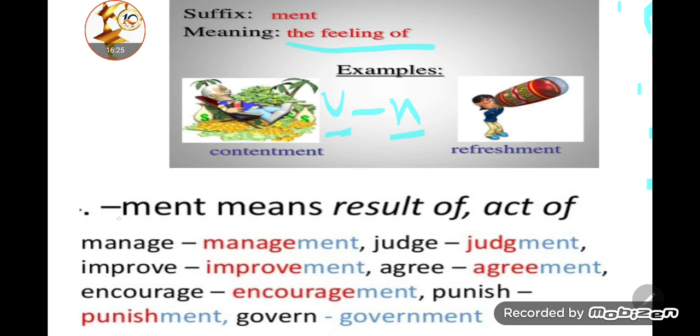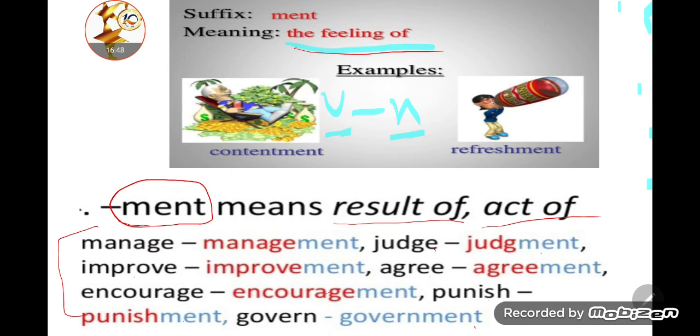It's a big mess. Okay, so we have ment, as I told you, the result of or act of, and it also comes with the feeling of. For example, manage, management; judge, judgment; improve, improvement; agree, agreement; encourage, encouragement; punish, punishment; govern, government. So all these words, if I add ment to these verbs, it changes the root word from a verb into a noun. So what we have left is to answer the pages or the questions related to this structure.